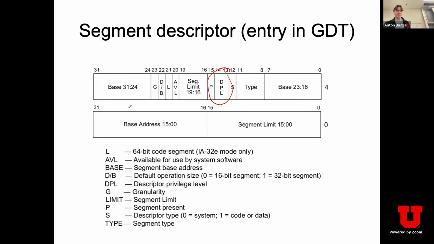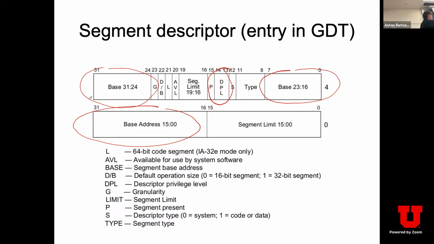I mentioned many times that the base itself is split into multiple chunks, but conceptually it's an address with a 32-bit value. It's just split like this for historical and compatibility reasons. This is the size of this segment, right? And we also saw that you sometimes configure read-only and writable segments, right? The limit is actually also split.